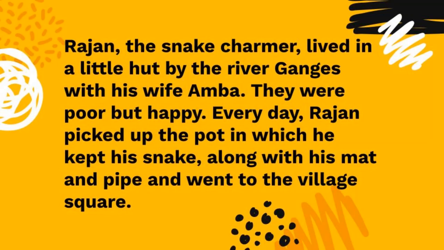Rajan, the snake charmer, lived in a little hut by the river Ganges with his wife Amba. They were poor but happy. Every day, Rajan picked up the pot in which he kept his snake, along with his mat and pipe, and went to the village square.